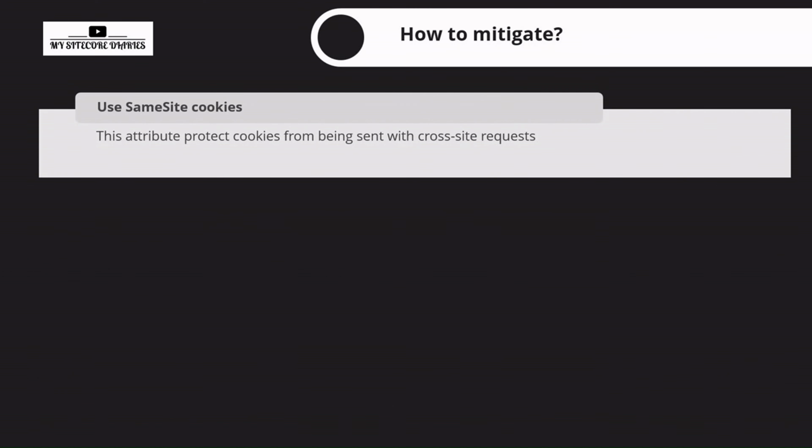Next one is use SameSite cookies. We have seen what SameSite cookies are. This attribute protects cookies from being sent with cross-site requests.